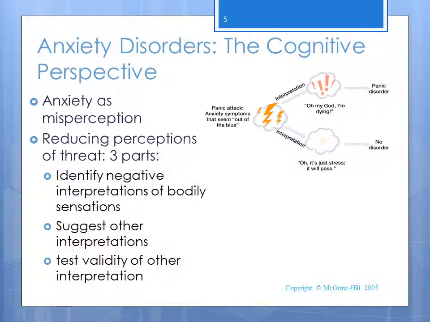Okay, so a cognitive perspective, looking at the way that you're thinking. A cognitive perspective says that individuals who experience anxiety misperceive danger. They overestimate danger, and they rely inflexibly on self-defeating ways to deal with fears. They misperceive or misinterpret internal and external stimuli.